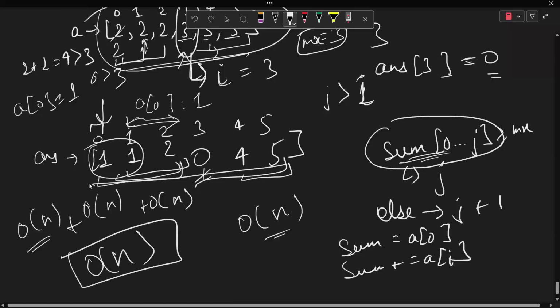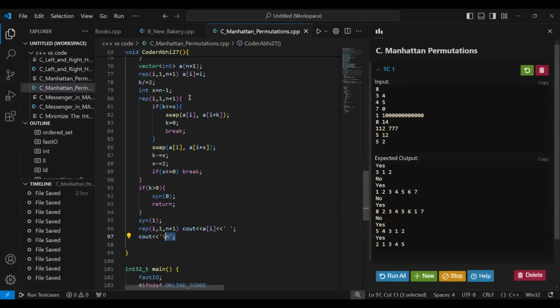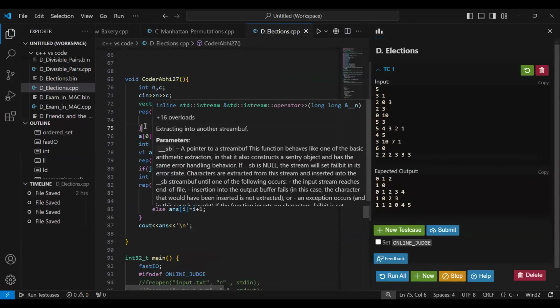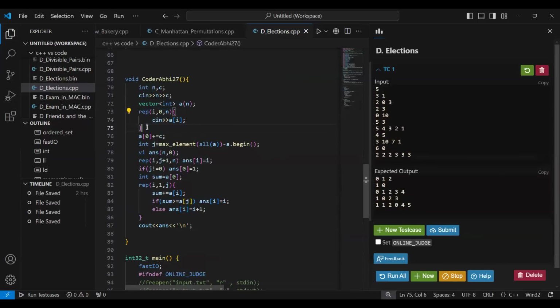Let's look at the code now. Okay, so this is the D problem. We took the input n and c and array ai. The first thing we did was add c to a0 to calculate the maximum limit.